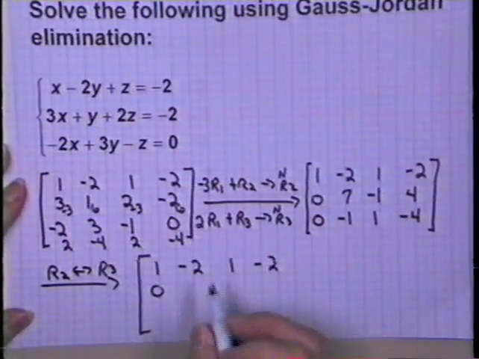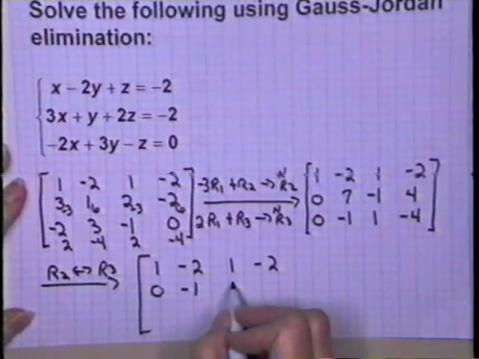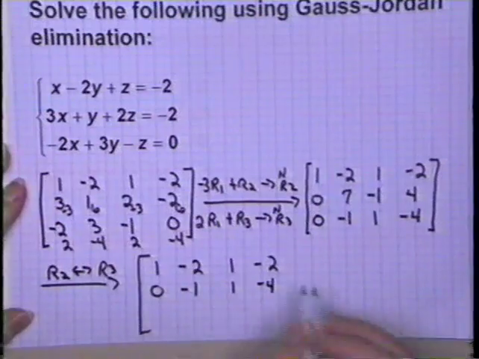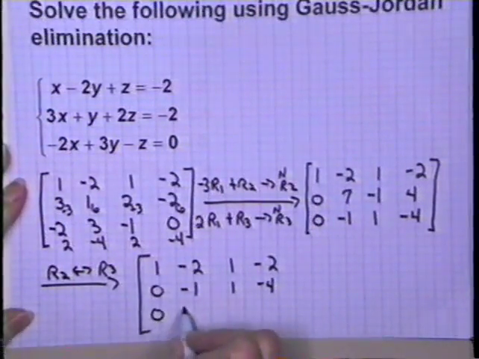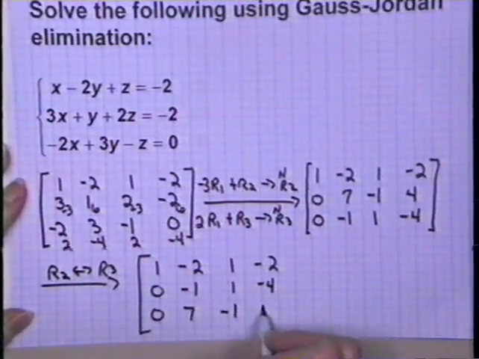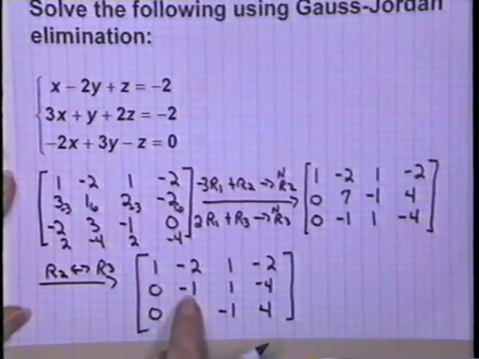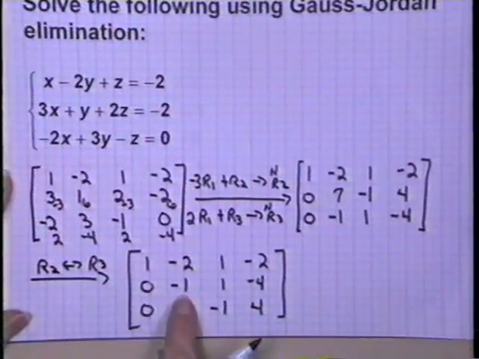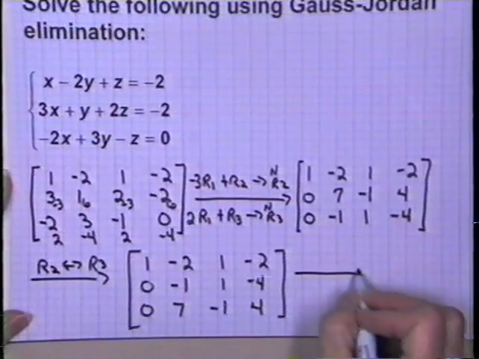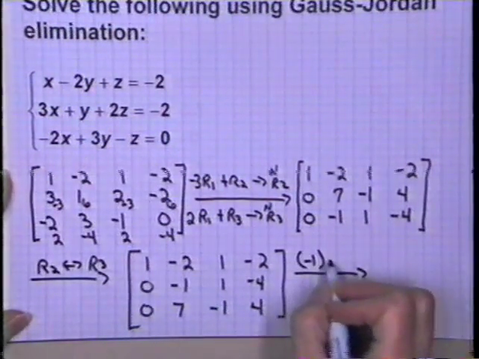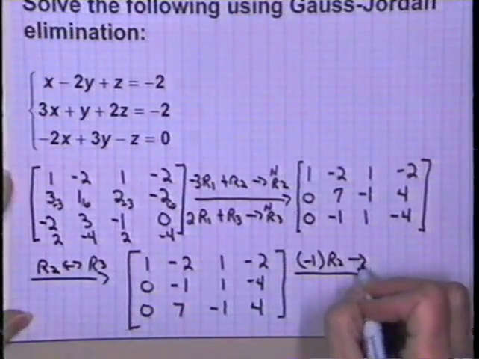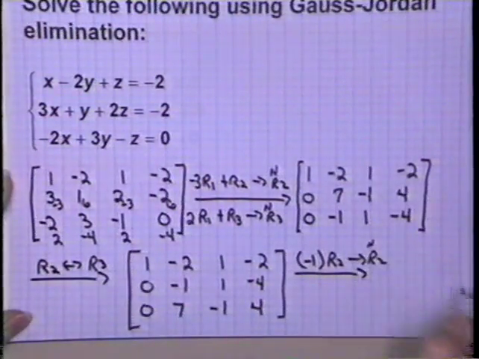And I'll interchange. Let's put 0, negative 1, 1, negative 4. And 0, 7, negative 1, 4. Okay? Now I'm almost to a 1. What do I need to do now? I need to multiply that row by negative 1. So I'm going to do negative 1 times row 2. That's going to become my new row 2.